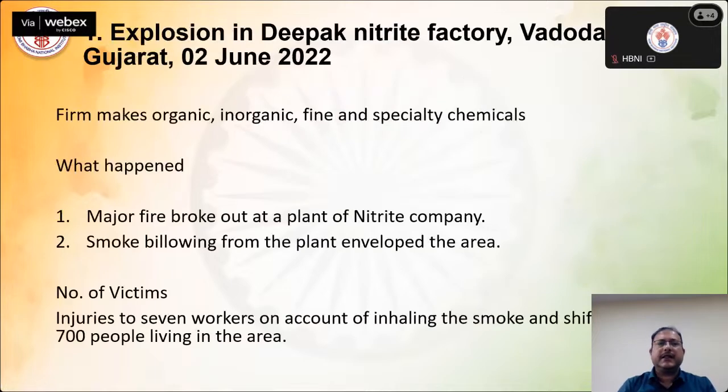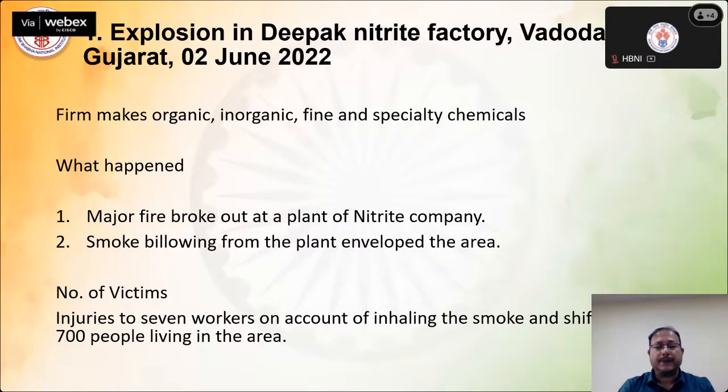So the first case study is the explosion in Deepak Nitrite Factory, Vadodara, Gujarat. It took place on 2nd June 2020. The firm basically makes organic, inorganic, and fine and specialty chemicals. What happened was our concern. First, a major fire broke out at the plant of the nitrite company, and second, smoke billowing from the plant enveloped the area. The total number of victims: injuries to 7 workers on account of inhaling the smoke, and shifting of 700 people living in the area.